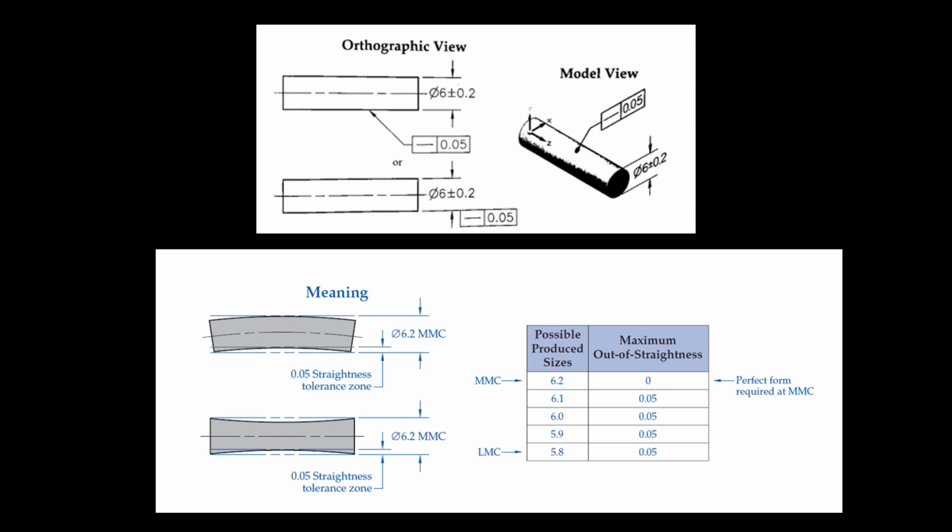Let's first look at an example of a straightness tolerance applied to a cylindrical surface. Notice our feature control frame can be applied 2 different ways. Both of these examples specify that the surface variation shall be contained within a 2-dimensional tolerance zone or boundary equal to the amount shown in the feature control frame. Remember, because of rule number 1, when the feature of size is at MMC, perfect form is required.